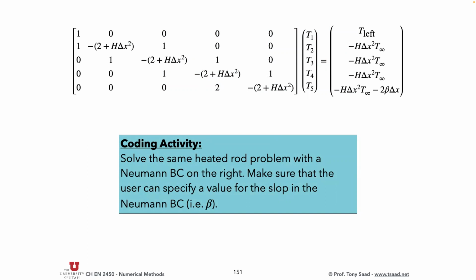So beta, that's a number that is user specified. Once you get this programmed, just put a value for beta and see what you get. It's a heating rate in this case.